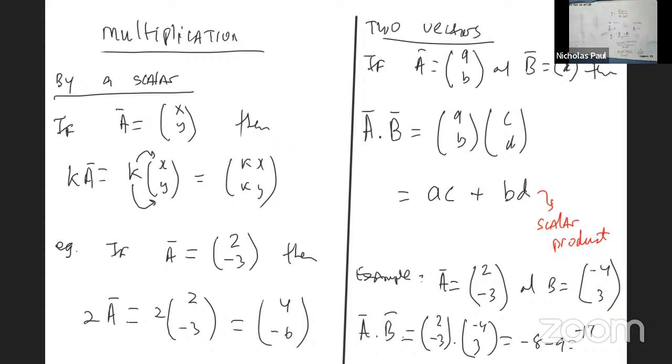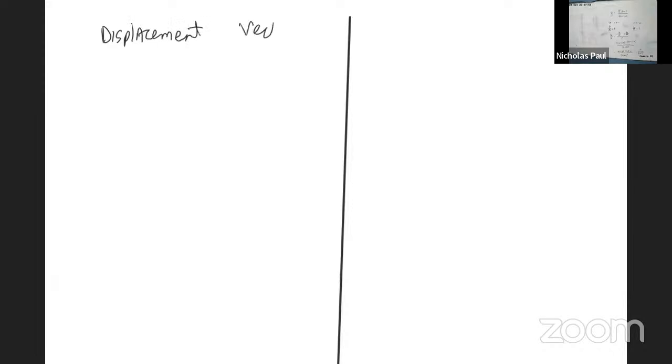All right, good. Let's continue. So that's your vectors, addition, subtraction. Next thing, most important thing that we're going to focus on today is your displacement vectors. All right. That's why you have a triangle and thing, right? So we're going to focus on your displacement vectors.